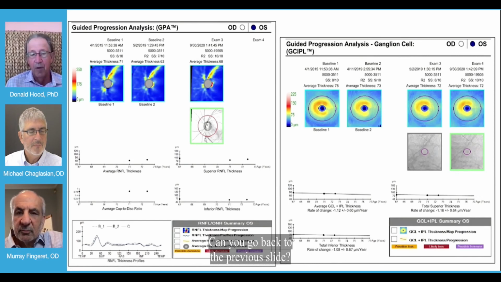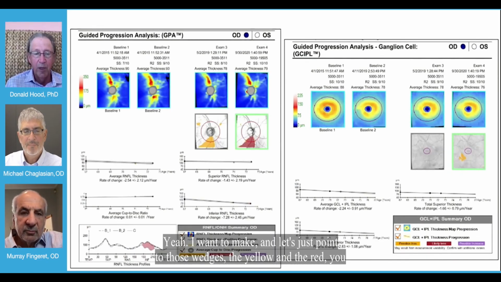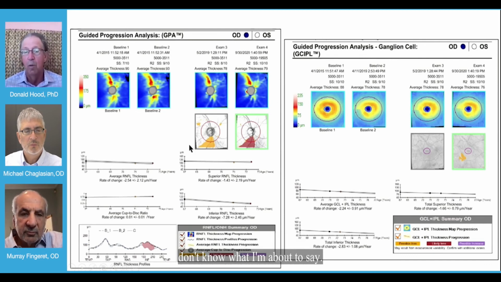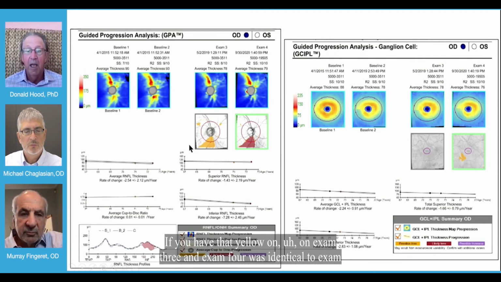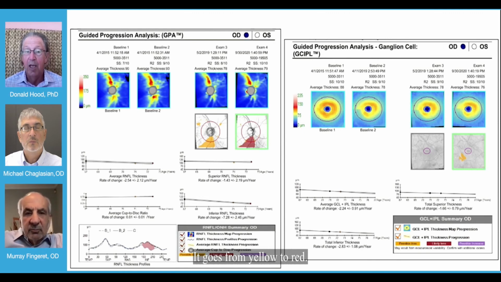Can you go back to the previous slide? Yeah, let's just point to those wedges, in the yellow and the red, for the RNFL. You know this, but I'm surprised that there are a lot of people who don't know what I'm about to say. If you have that yellow on exam 3, and exam 4 was identical to exam 3, no progression, no change, it goes from yellow to red.